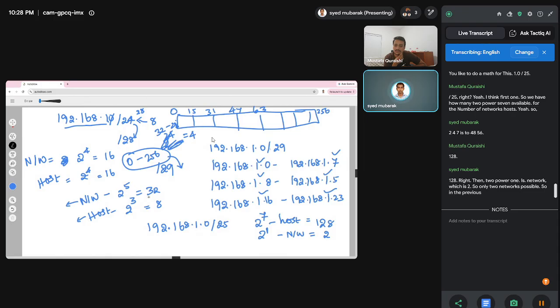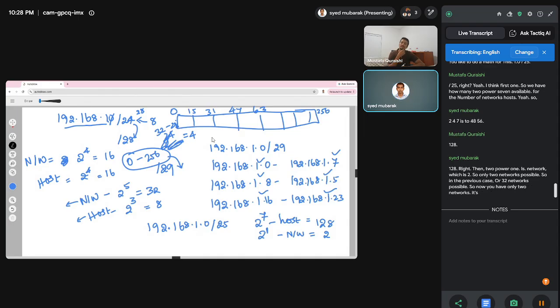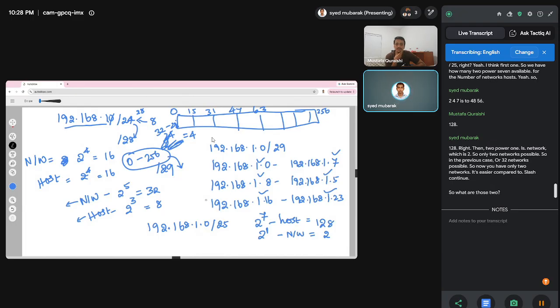So in the previous case, 32 networks were possible. So now you have only 2 networks. It's easier compared to slash 29. So what are those 2 networks?